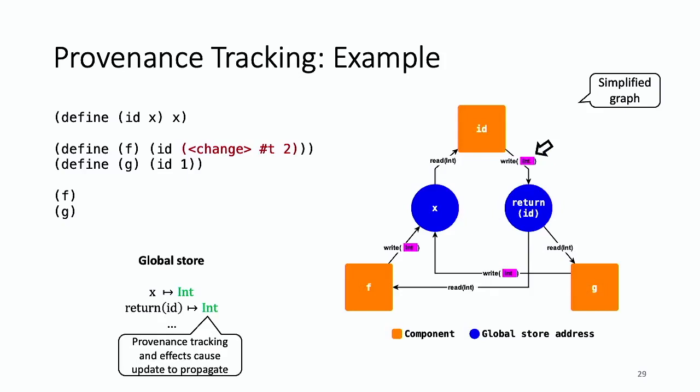And as the value of x has changed, the effect-driven analysis will also cause the identity function to be reanalyzed because it has a dependency on x. And again, provenance tracking and these effects will cause a non-monotonic update of its return value. So you can see that using this scheme, the update can be propagated. And then we can have further invalidation. So actually the entire store can become more precise.